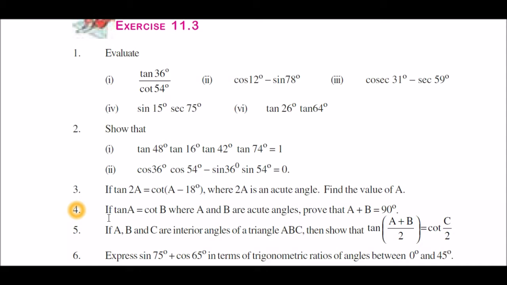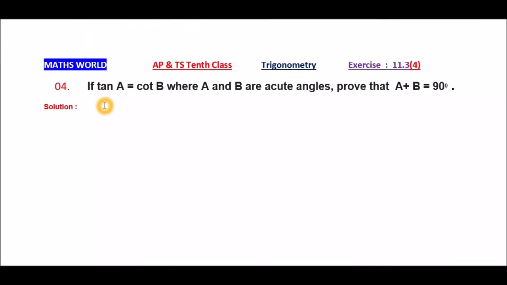Now, fourth problem. If tan A is equal to cot B, where A and B are acute angles, prove that A plus B is equal to 90 degrees. I repeat the question. If tan A is equal to cot B, where A and B are acute angles, prove that A plus B is equal to 90 degrees. Solution. Given that tan A is equal to cot B.